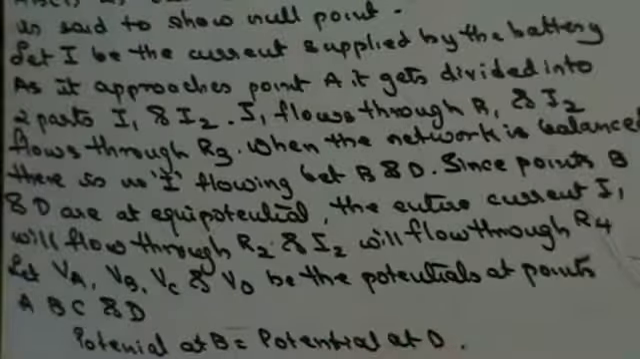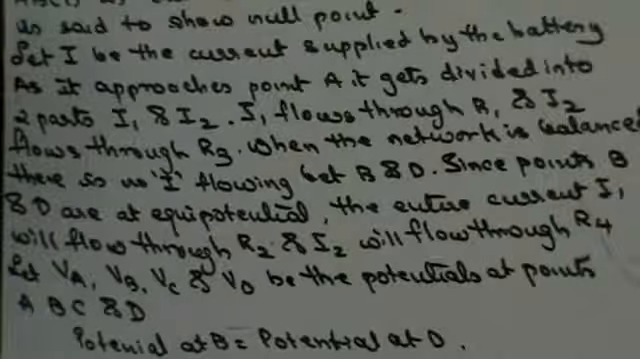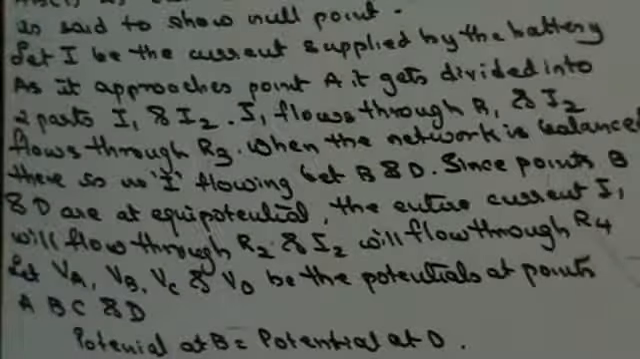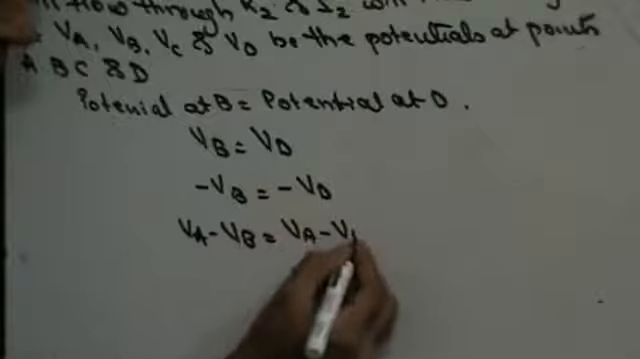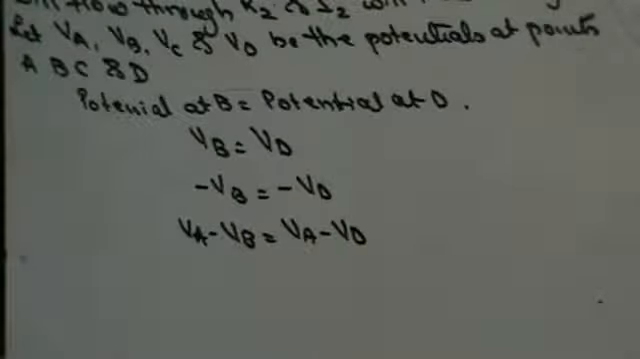That's your balance condition, right? That means I can therefore say VB is equal to VD. Now, multiply by -1. If I multiply by -1, I get minus VB is minus VD. Now, add VA to this, so I'll get VA minus VB is VA minus VD, right?